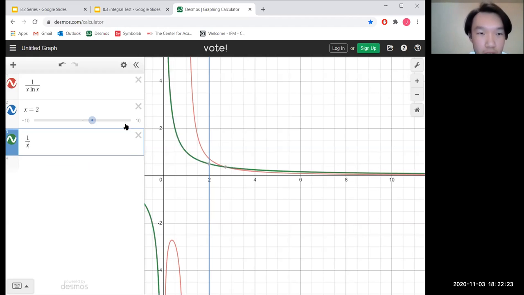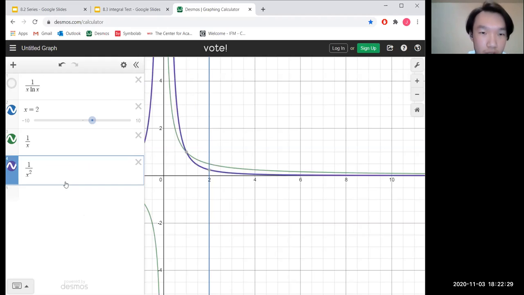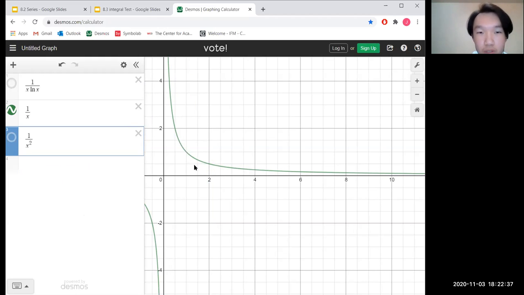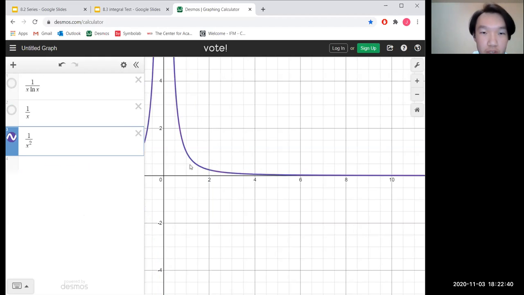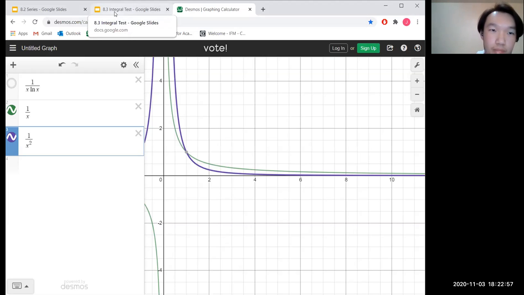Do you remember those two? 1 over x squared. So we said that this one's 1 over x. We knew this one was divergent, and this one was convergent. But the areas look small for both of them, so it's really misleading. Can't really judge by the graph. All right, so you guys think you got the general idea of the integral test?